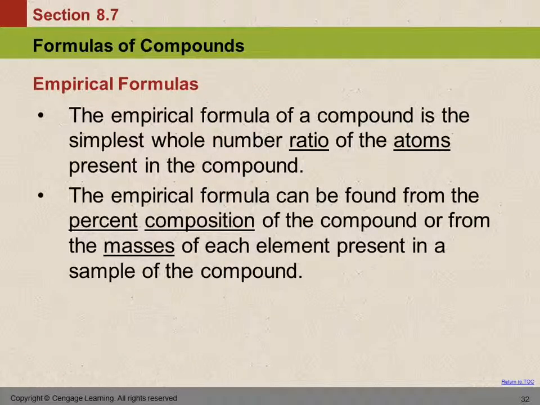Empirical formulas. There are different kinds of chemical formulas. One of them is called an empirical formula. Empirical means determined by experiment. And the empirical formula is going to give us the simplest whole number ratio of atoms. The simplest whole number ratio of atoms.